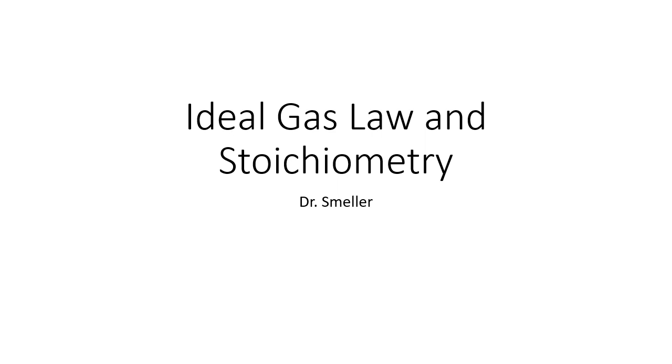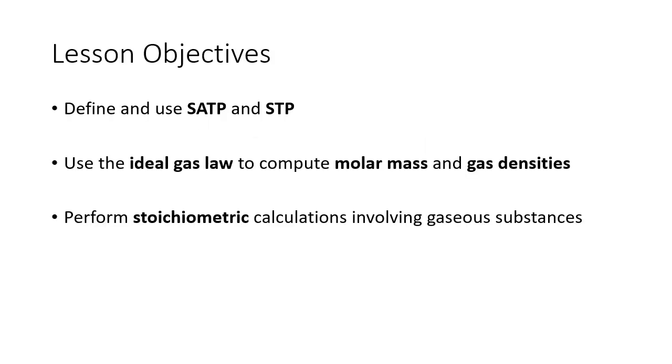This presentation will integrate the ideal gas law and stoichiometry, our old friend. We'll start by defining the use of standard ambient temperature and pressure and standard temperature and pressure. We will use the ideal gas law to compute molar mass and gas densities, and then we'll perform stoichiometric calculations involving gaseous substances. Actually, we're going to flip that around a little bit. We're going to do stoichiometric calculations first, and then the molar mass and gas densities.